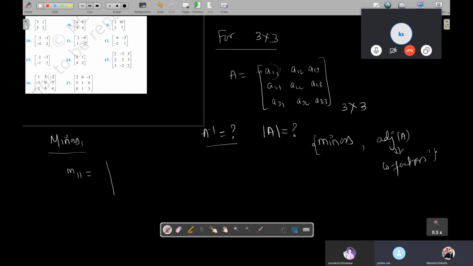For M11, what will you do? Just write A22, A23, A32 and A33. After writing the elements, you need to find the determinant. How do you find the determinant? The determinant would be A22 into A33 minus A23 into A32. So this is the concept of how you find minors.